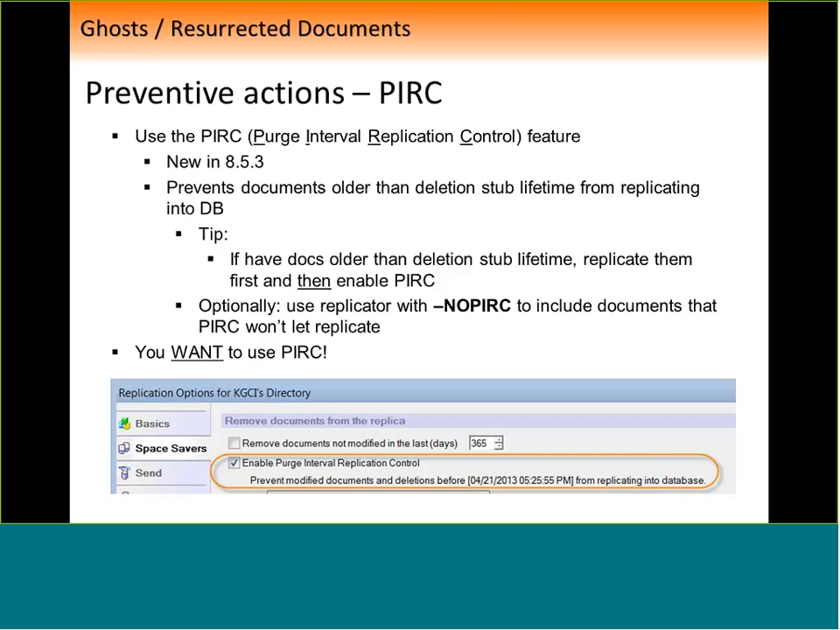Now, the critical thing to understand is make sure that you have all of your documents properly replicated before you enable this. So if you're in a situation where you have a new server, let's say you bring in a new server and you add a new server to your cluster and you replicate your databases over, make sure that you pass in on the replication the -nopirc switch, because that'll make sure that every single one of the documents replicates in versus just a subset of the documents. But this is something extremely powerful, definitely something you want to use.